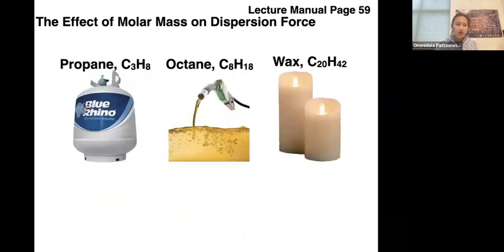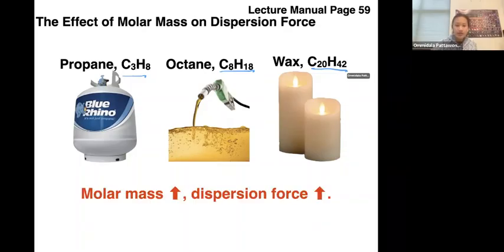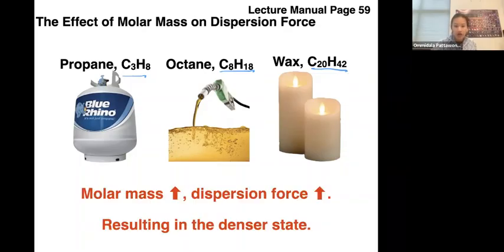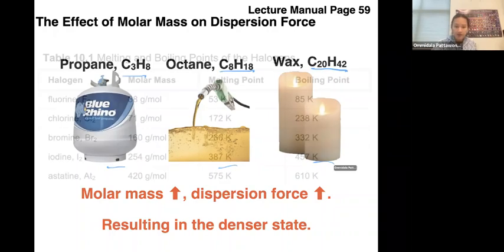The same effect you can observe with hydrocarbon compounds as well, for example propane, octane, and wax, right? Hydrocarbon refers to a compound that contains carbon and hydrogen. As you see here, as the molecule becomes bigger and bigger, molar mass increases, dispersion force also increases, and it results in a denser state as well. So we go from gas to liquid to solid as the number of carbons increases.